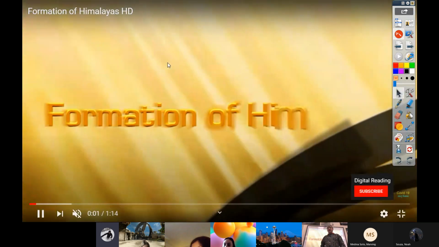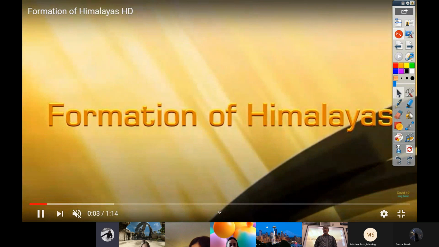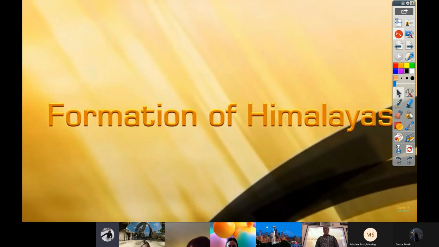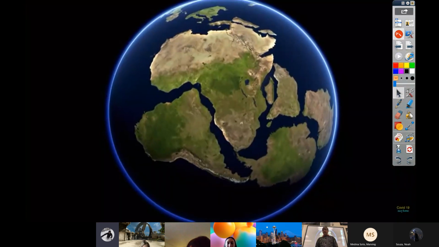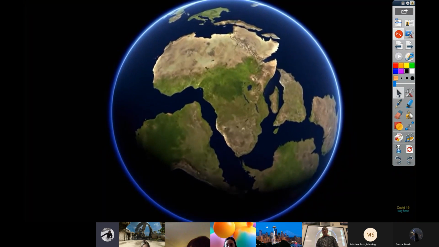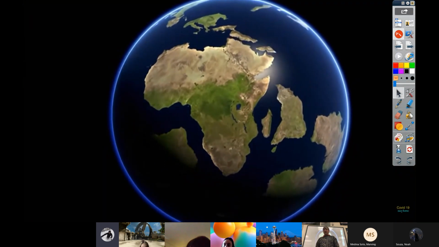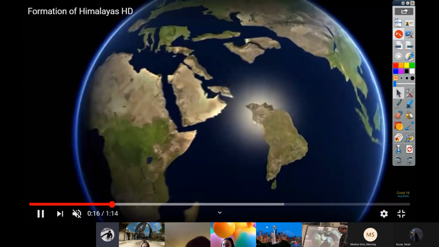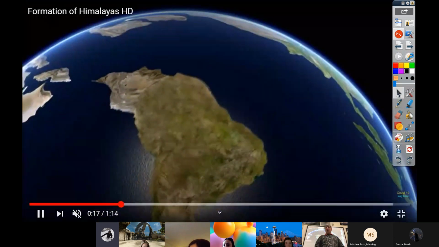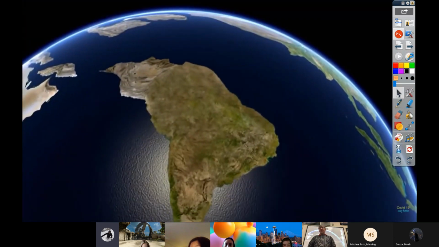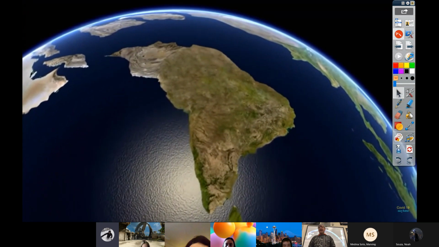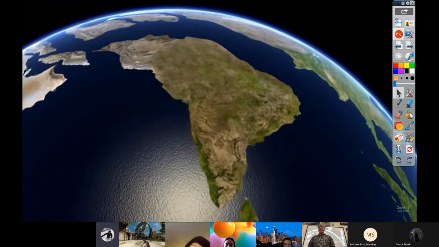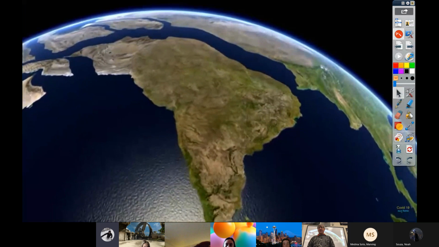Okay, so the best example of one continent crashing into another is the Himalaya Mountains in Asia, the tallest mountain range in the world. So the story starts with Pangaea breaking apart, and what I really want you to look at is India right here. Look at India heading north. India's moving north, and it's headed towards Asia. It's going to collide with Asia, one continent crashing into another.